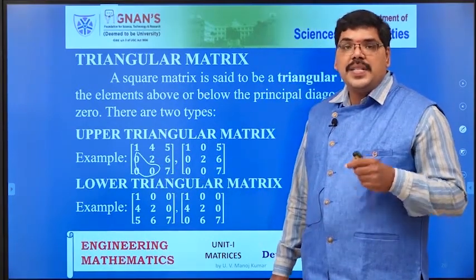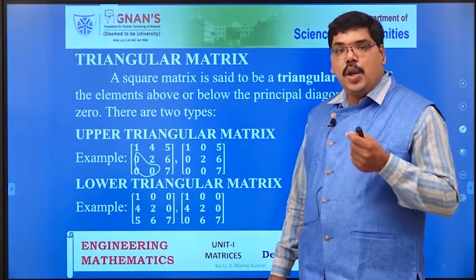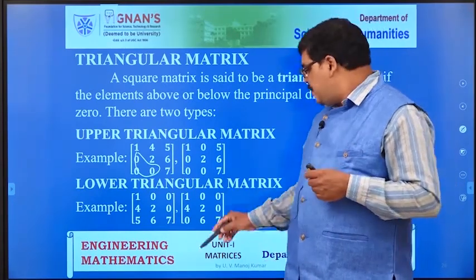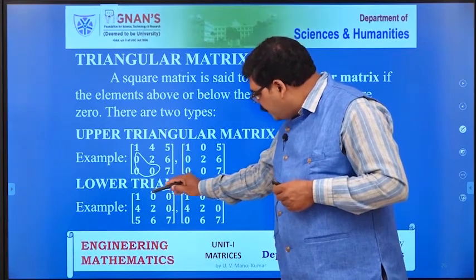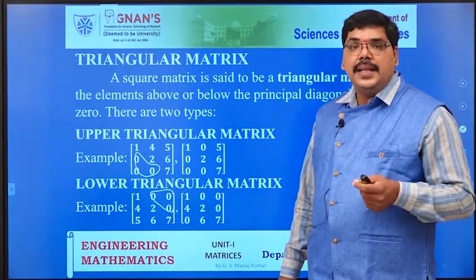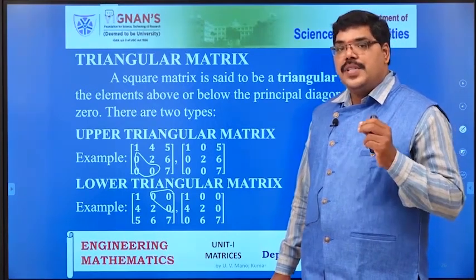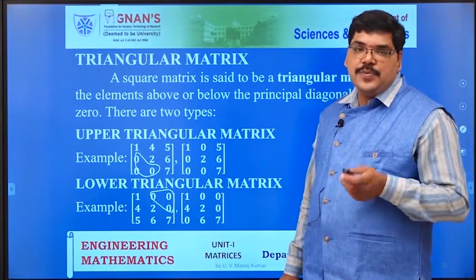If all the elements above the principal diagonal become 0, then the matrix is said to be a lower triangular matrix. See here, all the elements above the diagonal become 0, then the matrix looks like a triangle, which is called a lower triangular matrix.